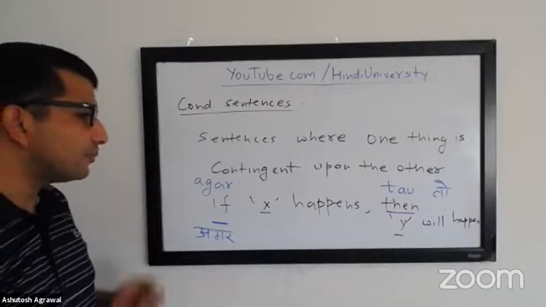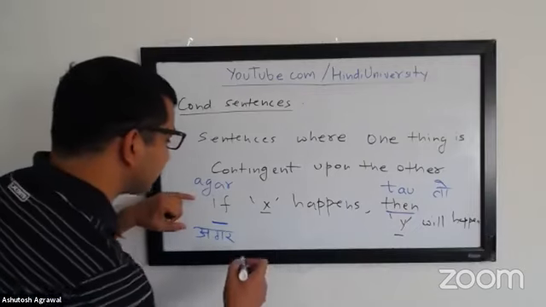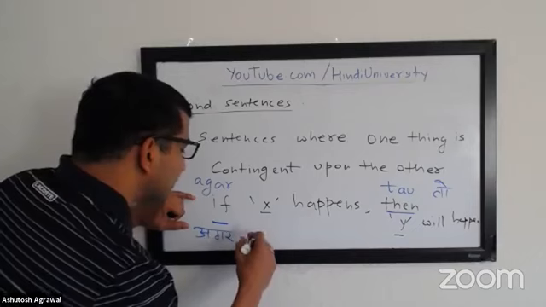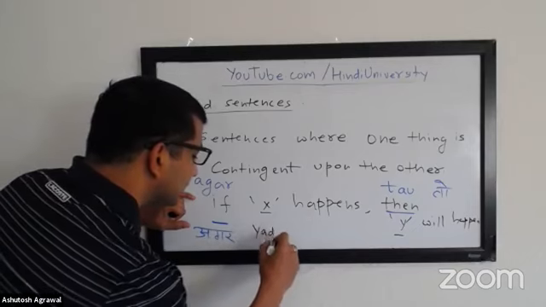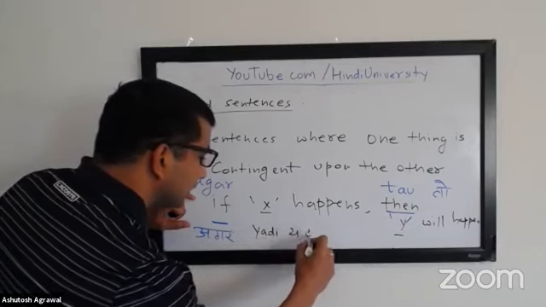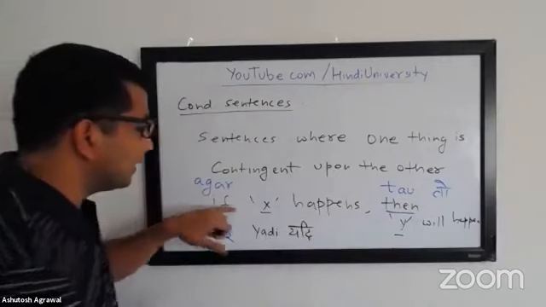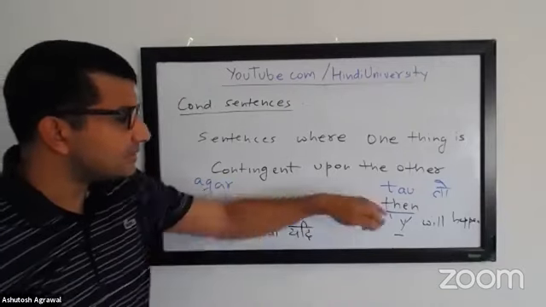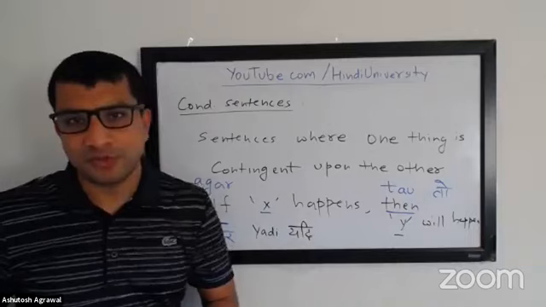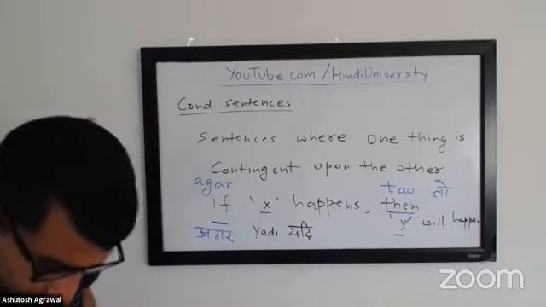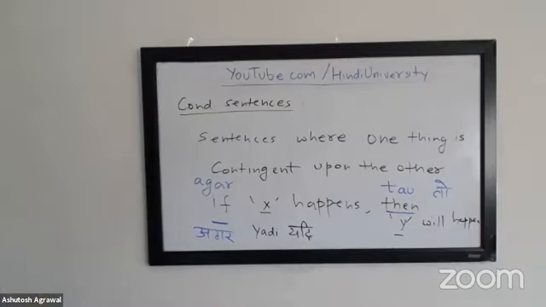Oftentimes, if you're using pure Hindi or derived from Sanskrit, you will also see yadi, ya, and then the with e. Yadi, something or X happens, then or to, something else will happen. Okay, so let's look at some of the examples of conditional sentence.